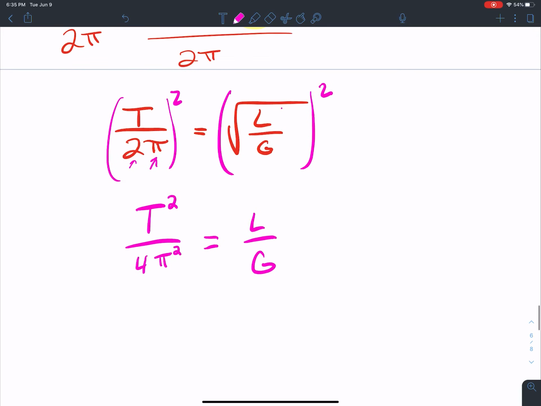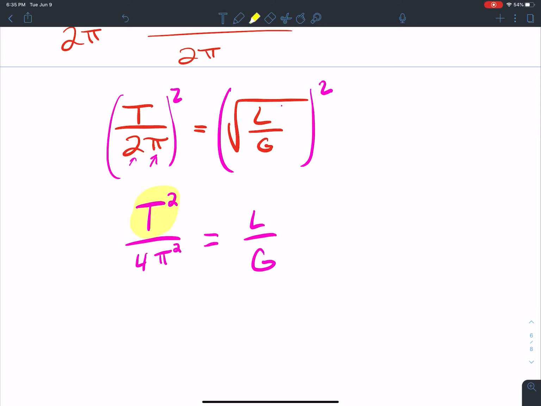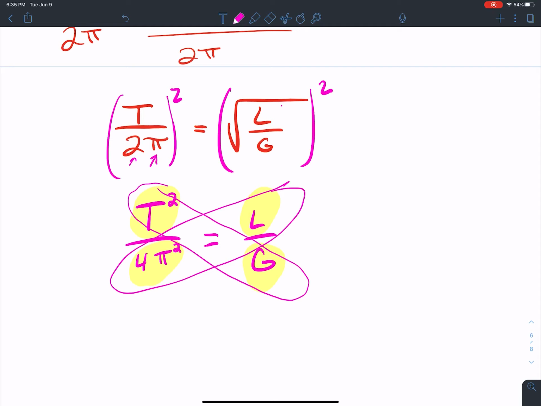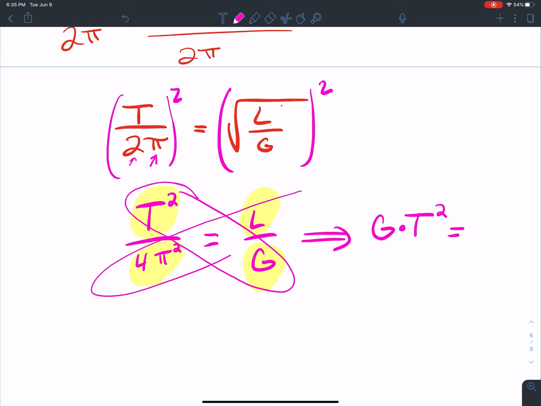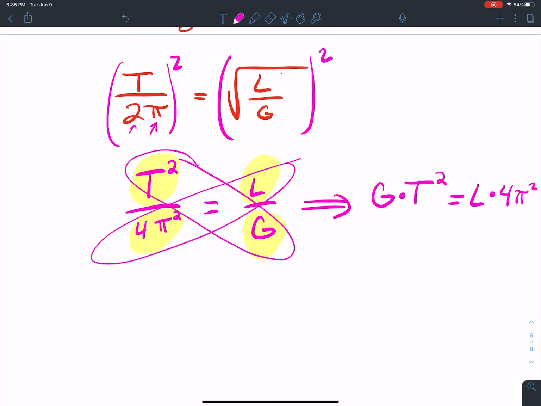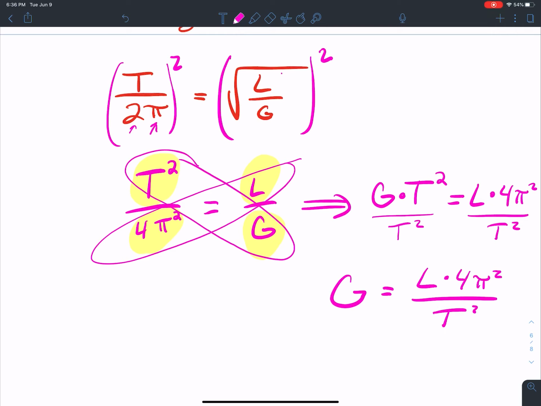To do this, I've got a fraction equal to another fraction. The easiest way to do this, and I'm probably going to get kicked in the face for doing this, but you go back to your high school days, this is cross multiply, the butterfly method, whatever you want to call it. When you cross multiply, T squared times g is equal to L times 4 pi squared. Now I'm trying to get g by itself, so I divide by T squared on both sides. So g is equal to L times 4 pi squared over T squared.